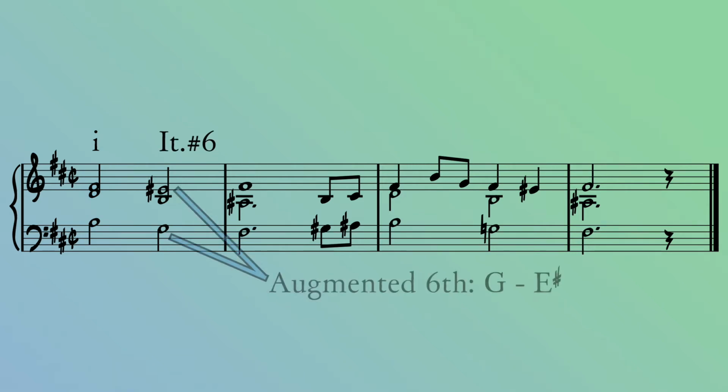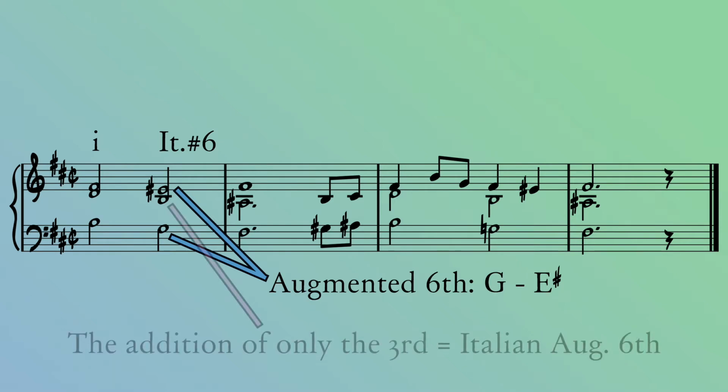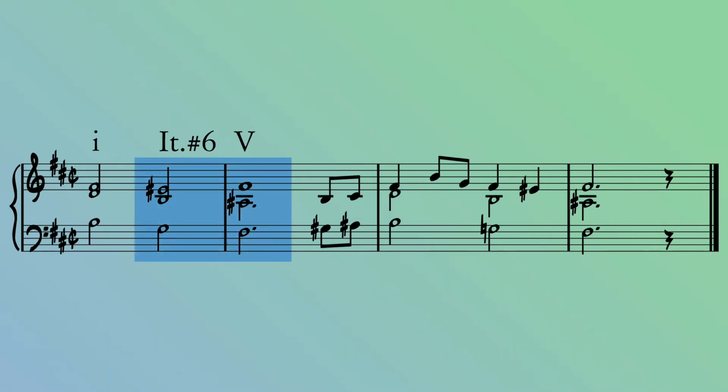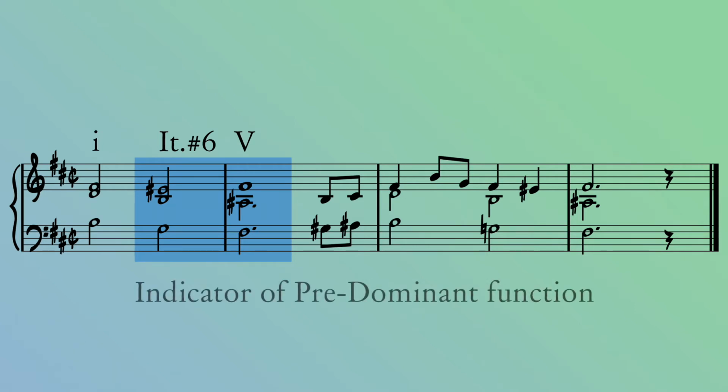Directly following this is our Augmented 6th chord. Our initial indication is, of course, the Augmented 6th between G and E sharp, but we can further specify this as being an Italian Augmented 6th due to the inclusion of only the 3rd and Augmented 6th in relation to the bass tone. With F sharp major, the 5 chord, following the Augmented 6th chord, we hear that the device has been applied in a conventional manner, which is to use it as a predominant chord.